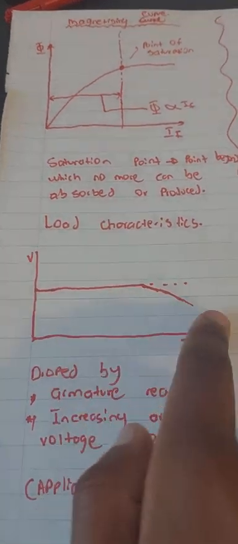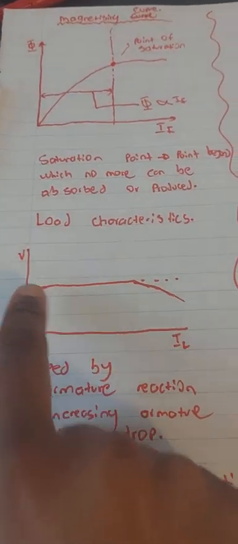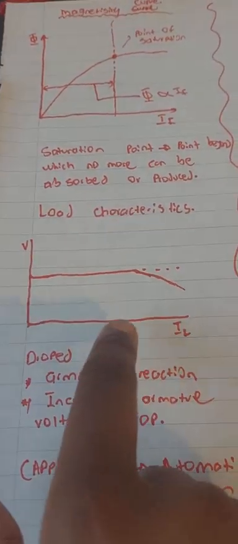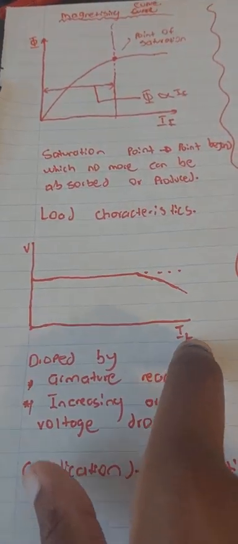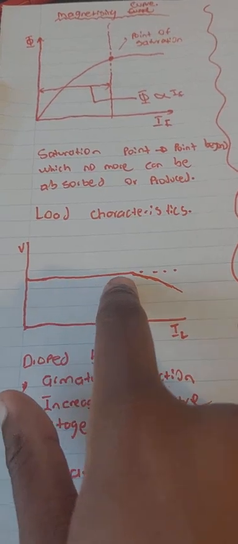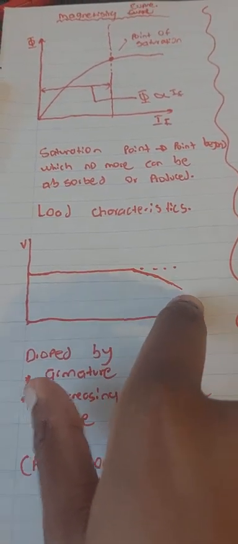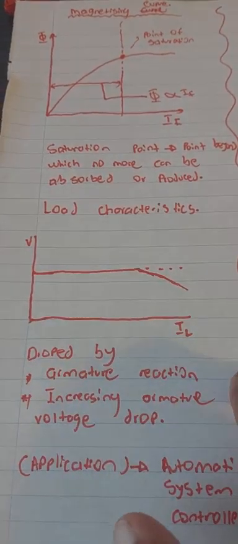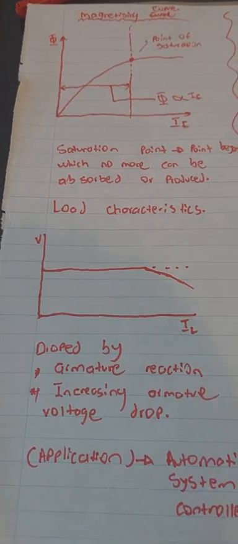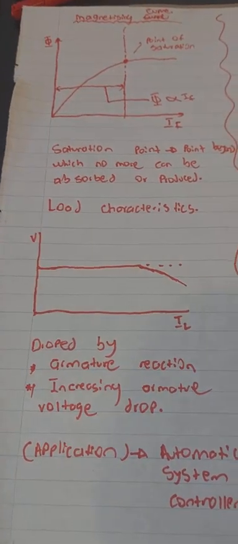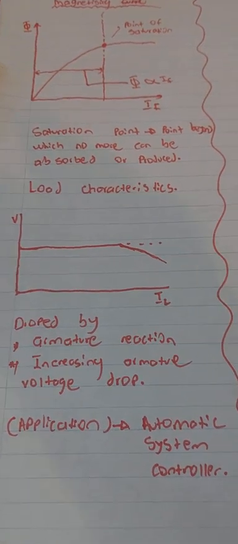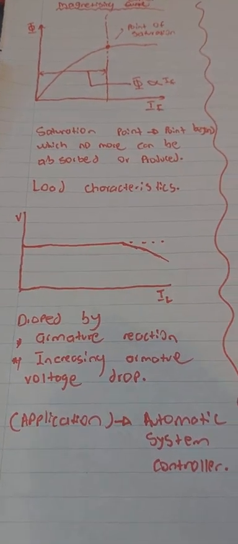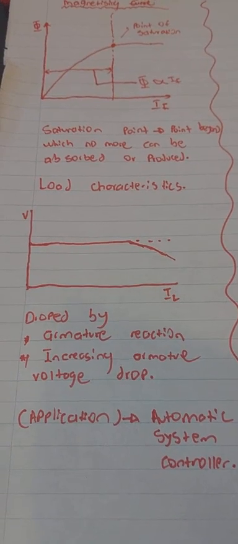And then the load characteristics include a voltage and a load current. That's why we call it the load characteristics, because it includes a voltage and a load current, and they will also rise at the same time until the voltage drops. Why did the voltage drop? The voltage dropped because of the armature reaction and the increasing armature voltage drop. And for the application, we use these generators in automatic system controllers.